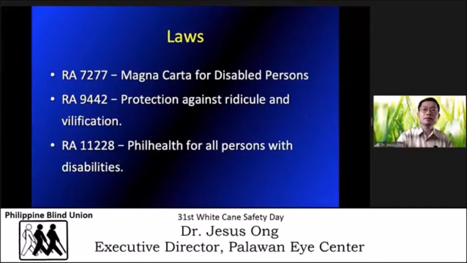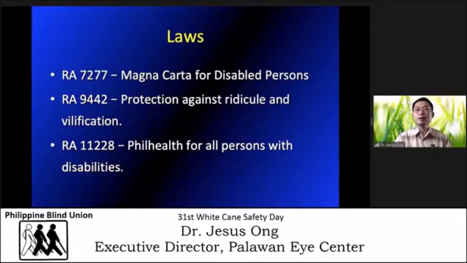So let us go first to the laws. No? I'm sure karamihan sa inyo alam nyo na yan. Republic Act 7277, yung Magna Carta for Disabled Persons. Republic Act 9442, Protection Against Ridicule and Vilification. And yung Republic Act 11228, yung PhilHealth for all persons with disabilities. So lahat ng mga itong batas na to ay para protektahan yung mga taong may disabilities. And of course, we have a lot of disabilities. And it is not under this discussion anymore.